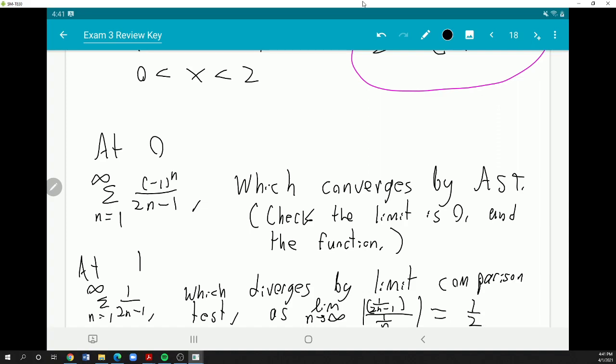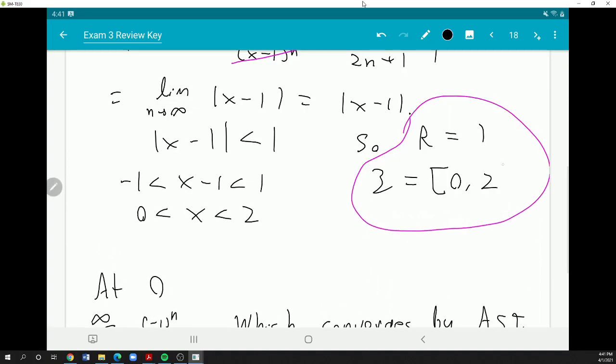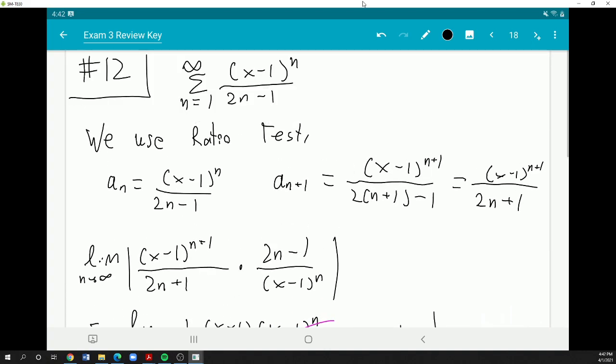But 1/2 is between 0 and infinity. So by the limit comparison test, they both either converge or diverge. I know the bottom one diverges, so I get an open interval. So that's an example where one bracket holds and one doesn't. And that's 12a.